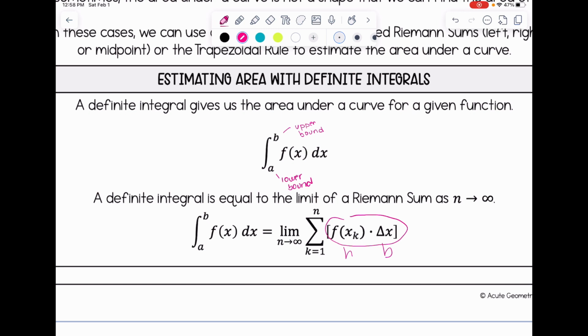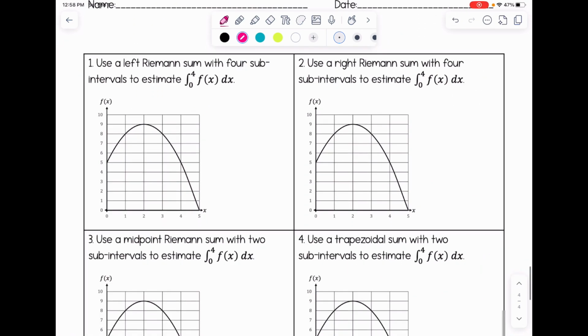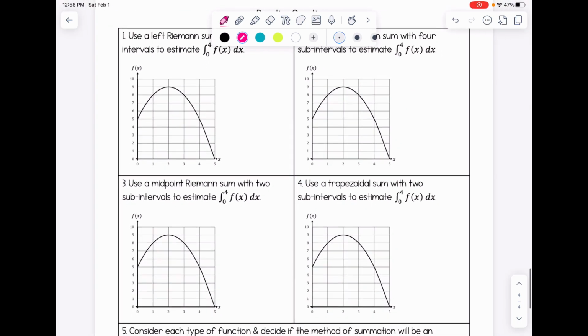So we're going to look at 4 types of estimation methods: a left Riemann sum, a right Riemann sum, a midpoint, and then also a trapezoidal rule. For each of them, I'm going to zoom out so we can see here, we're going to be using the same exact graph. We're just going to be coming up with our own estimates based on the given approximation method.